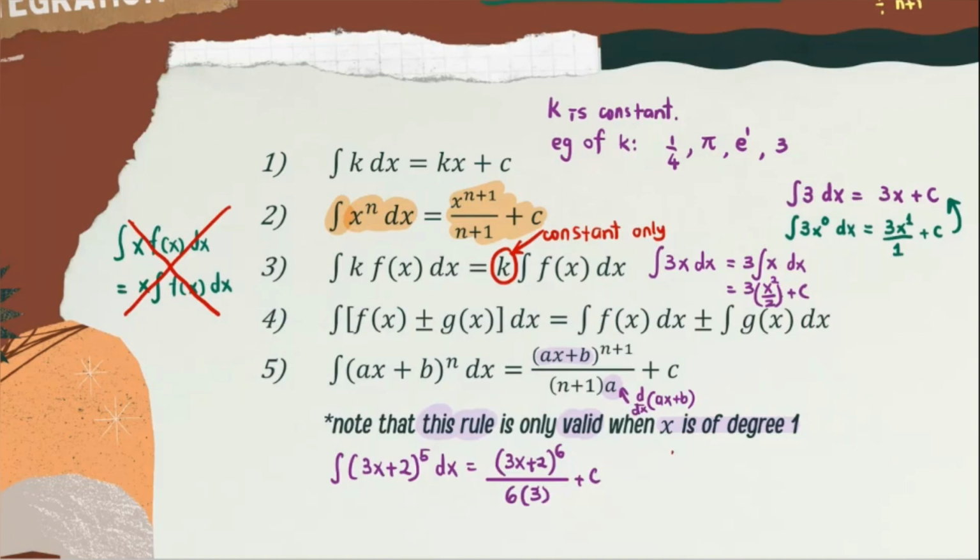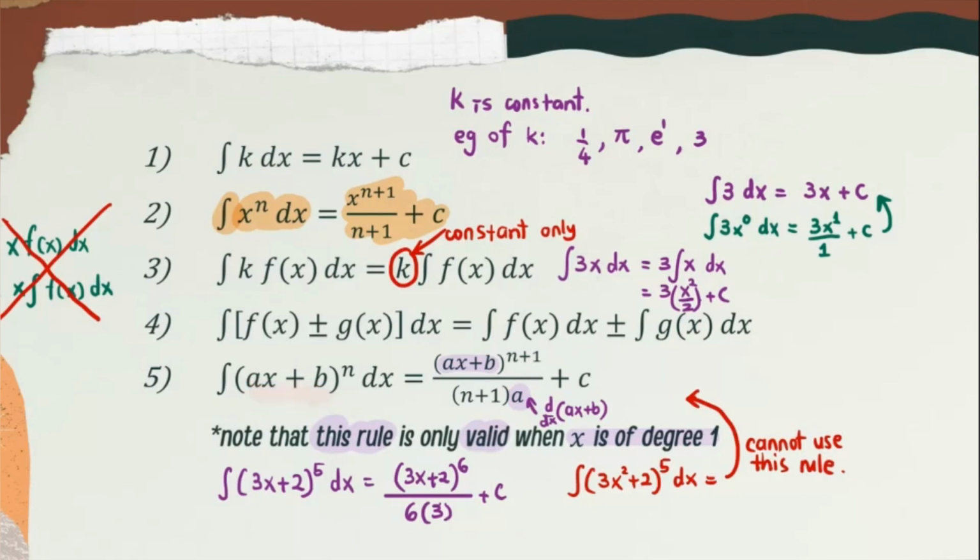Kalau soalan dia adalah seperti ini, 3x squared plus 2 to the power of 5 dx, boleh tak gunakan rules yang atas ni? Tak boleh. So contoh kalau kita jumpa 3x squared plus 2 to the power of 5 ini, dalam ni kuadratik kan? So kalau kuadratik ataupun kubik ke, reciprocal ke and so on, kita tak boleh gunakan these rules.